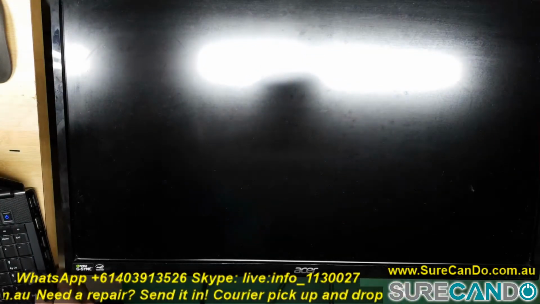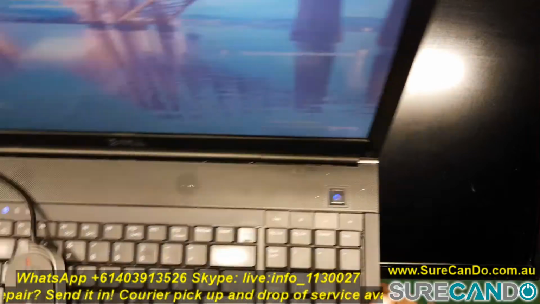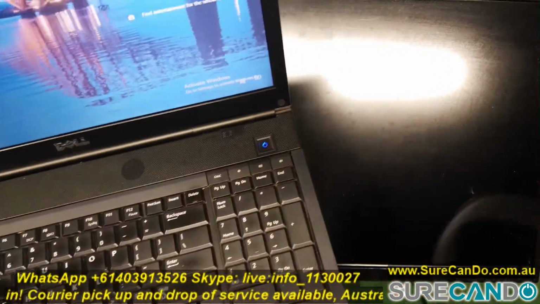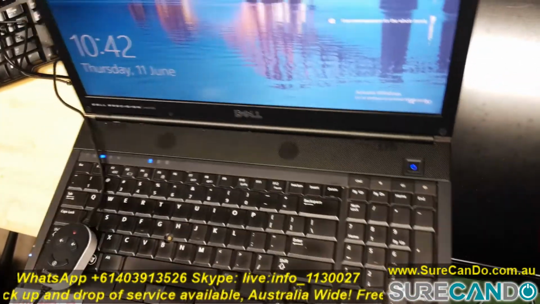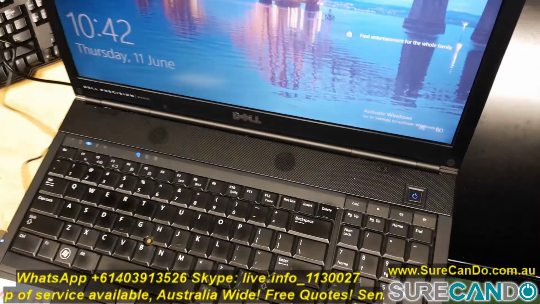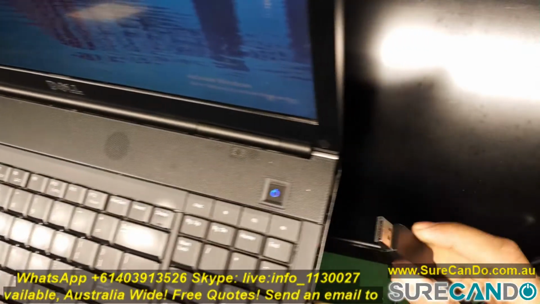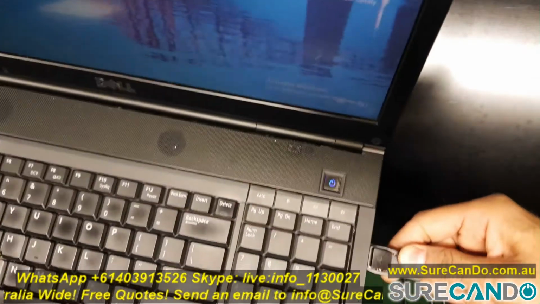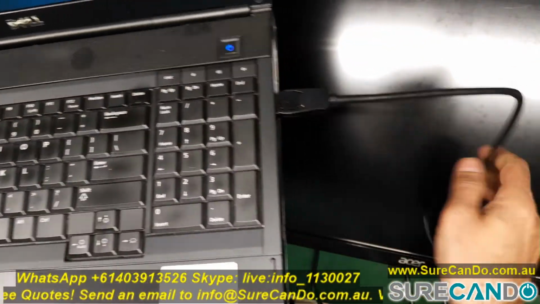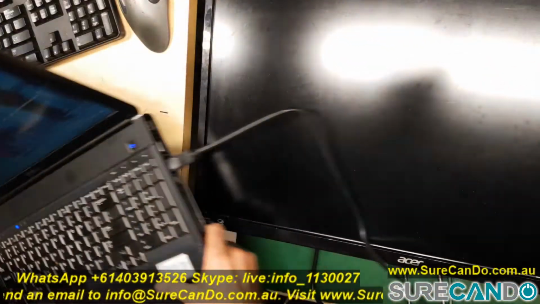It's a massive, heavy, giant computer, this one. So this is the Dell I was talking to you about. This is the Precision M6400. So let's connect the monitor. That's DisplayPort, direct, no adapters. My god, this laptop is so heavy.